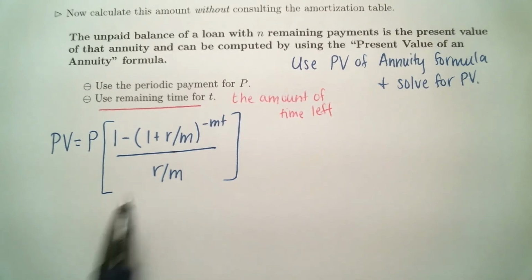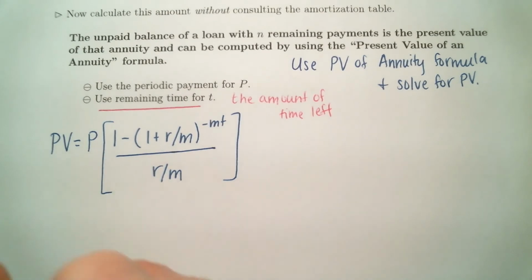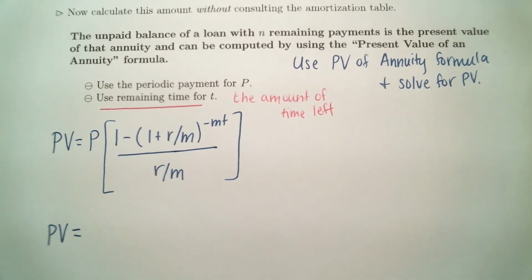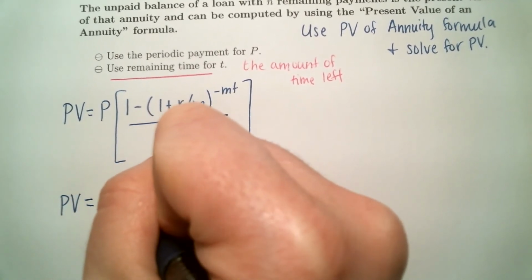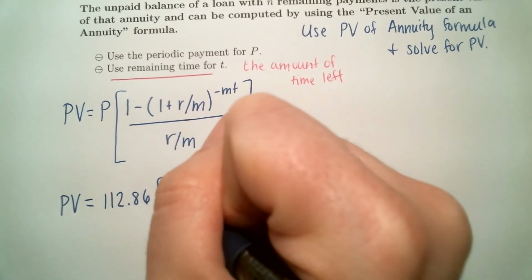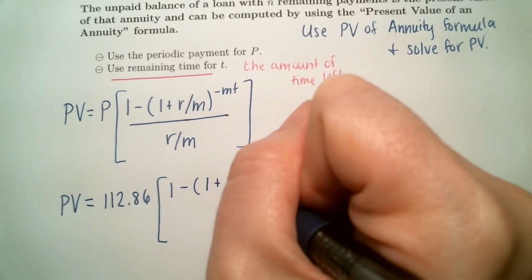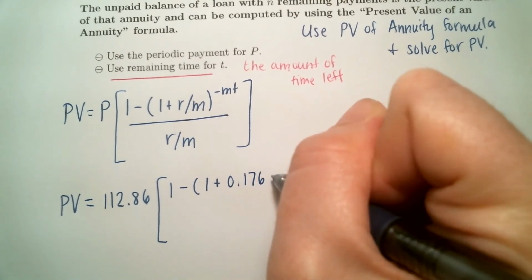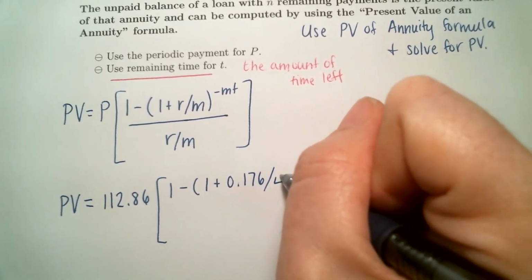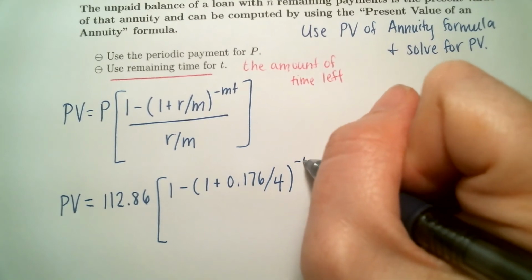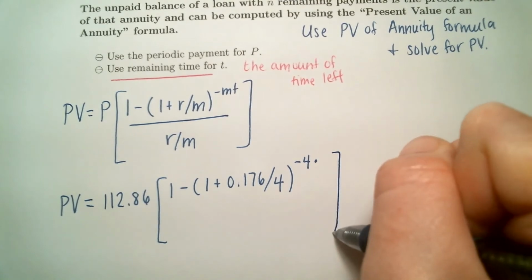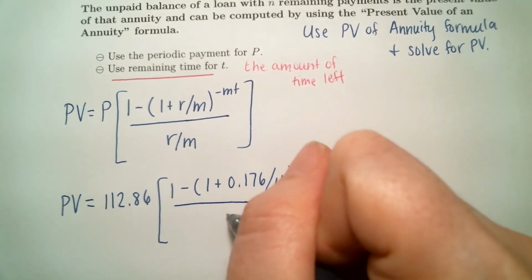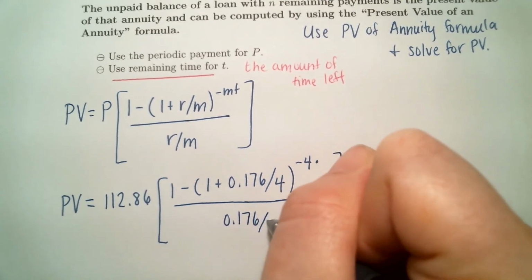Unpaid balance, boom, use the present value of an annuity formula. You're going to be looking for PV. How much do I still presently owe? The P value is going to be the amount of the regular payment you've been making, which is $112.86. You are still going to use the same interest rate, 17.6%. You are still doing things quarterly, so M is still 4. The big difference here is we're going to use remaining time. So I'm going to leave time blank for a second and fill the rest of this out. The denominator is going to be R over M.